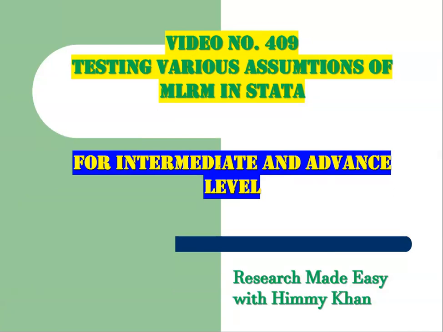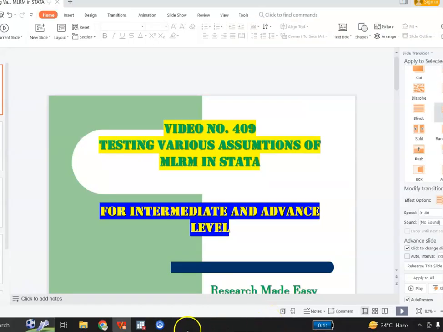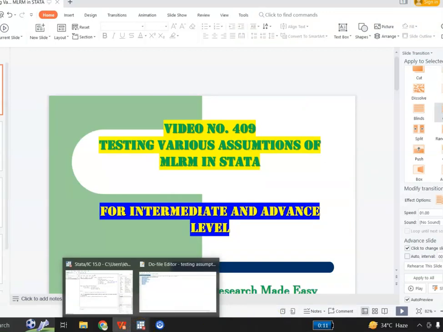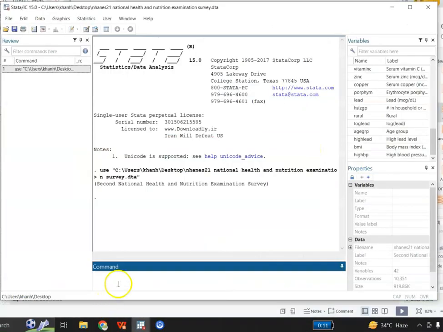In this video, I am going to test various assumptions of the multiple linear regression model using STATA. These assumptions include homoscedasticity, no multicollinearity, no omitted variable, and also the prediction of residuals and checking the normality of residuals, and so on. So be with me. I'm going to show all these things in STATA.